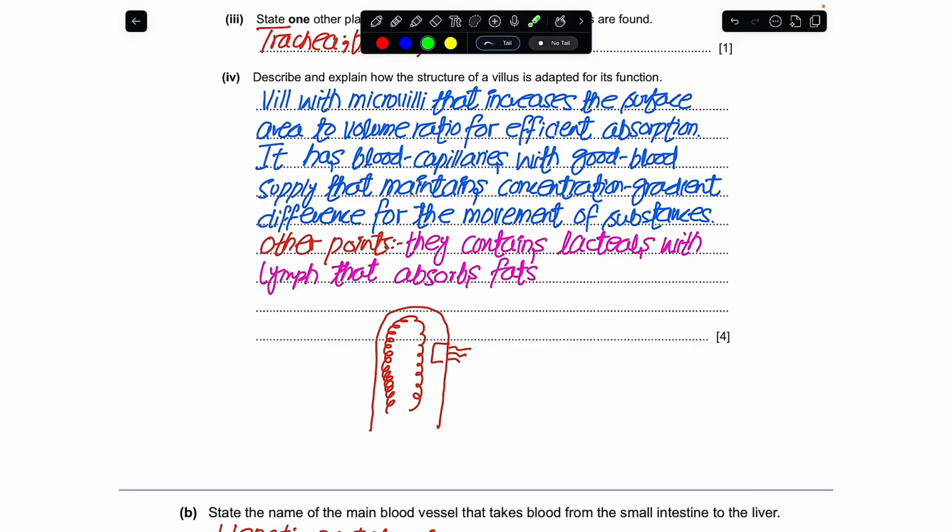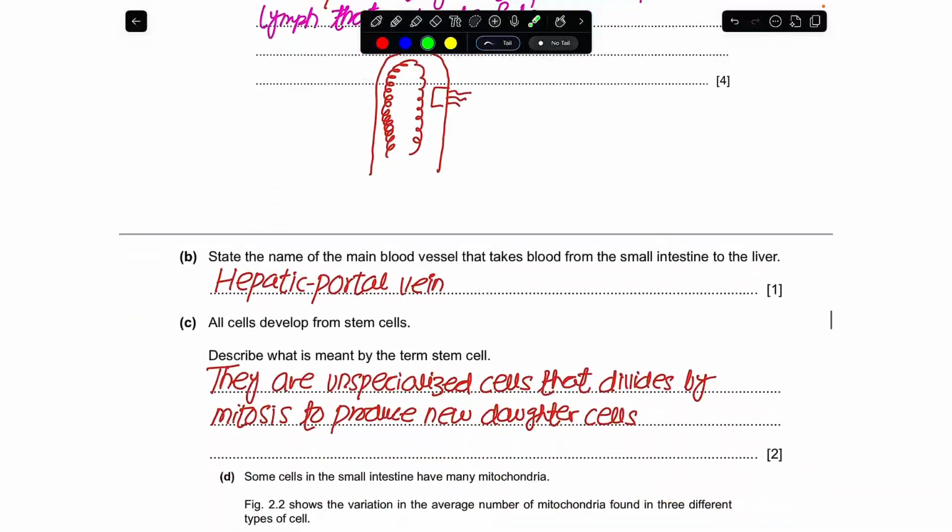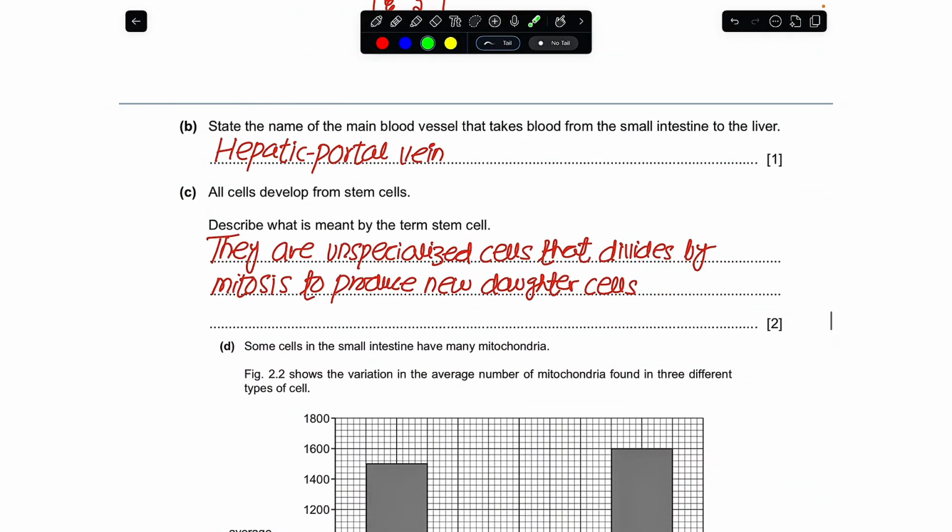And the other important point, as an alternative valid point, would be that these epithelial cells, or the villi overall, have thin walls, so that would reduce the distance over which the diffusion would take place. If I were to go toward the B part, they want us to name the main blood vessel that would take the blood from the small intestines to the liver. So if I have got these small intestines, and then here we have got the liver.